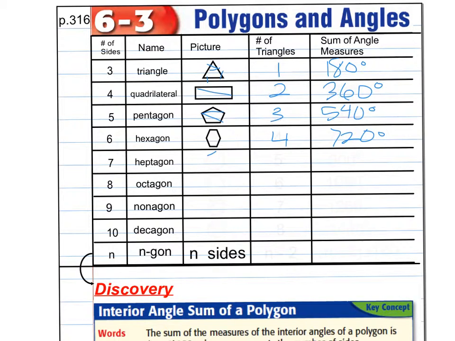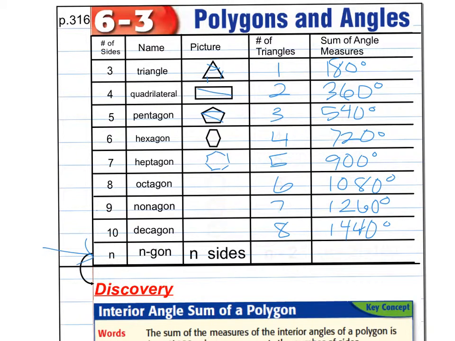A heptagon is 7-sided. This is actually way better if I had my other stylus. 7-sided, make sure that looks pretty. With 5 triangles and 900 degrees. An octagon has 8 sides. Draw a stop sign right there if you want to. That's 6 triangles and then 1080 degrees. A nonagon is 9-sided. Just 7 triangles for 1260 degrees. This is a chart you're going to use on tests and quizzes. A decagon is 10-sided, and that has 8 triangles inside of it for 1440 degrees.